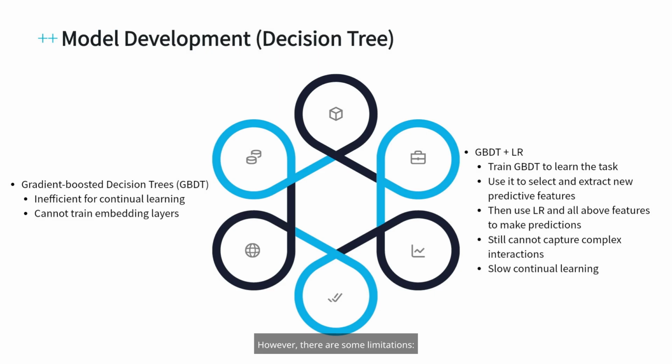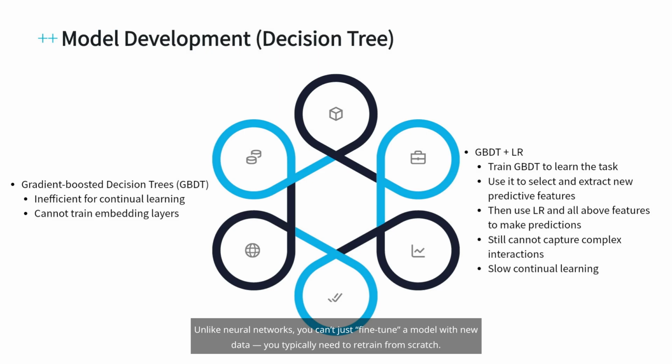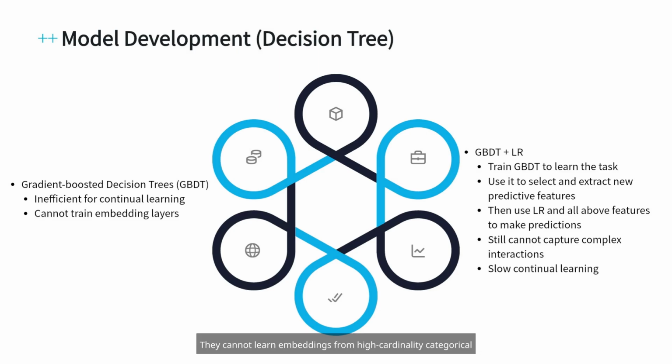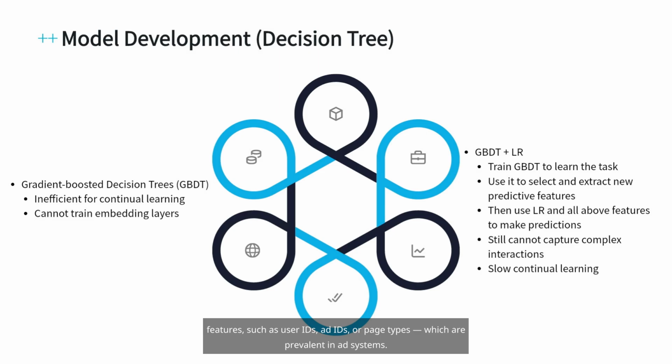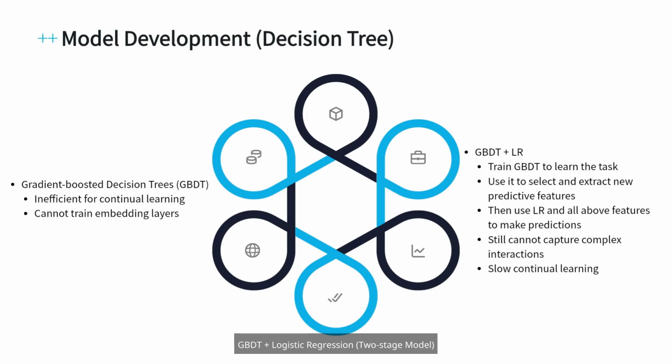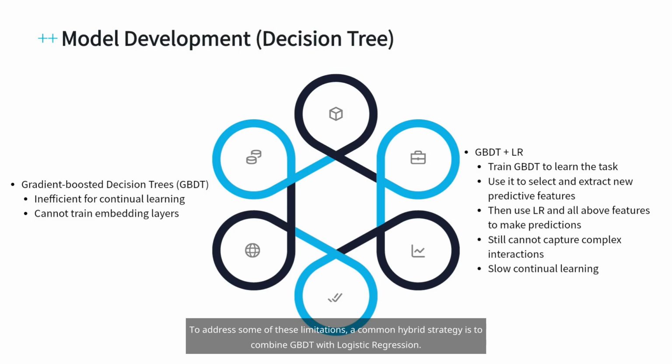However, there are some limitations. GBDTs are inefficient for continual learning. Unlike neural networks, you can't just fine-tune a model with new data. You typically need to retrain from scratch. They cannot learn embeddings from high cardinality categorical features, such as user IDs, ad IDs, or page types, which are prevalent in ad systems. GBDT plus logistic regression, two-stage model.